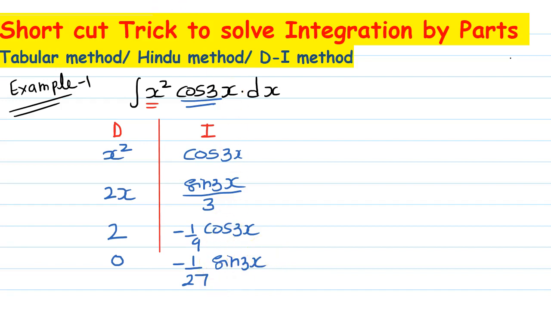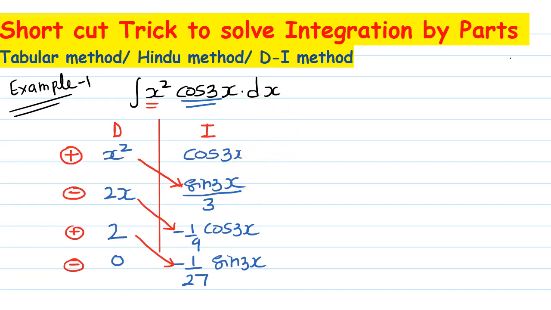Now we put the signs here. It is plus, then alternate signs: minus, plus, and minus. Now we need to multiply diagonally, this into this, then this into this, and this into this. We are not multiplying by 0, because everything will be 0.